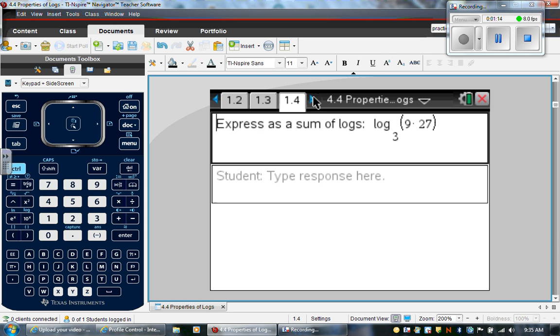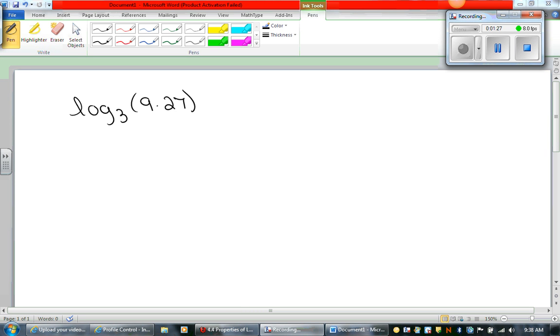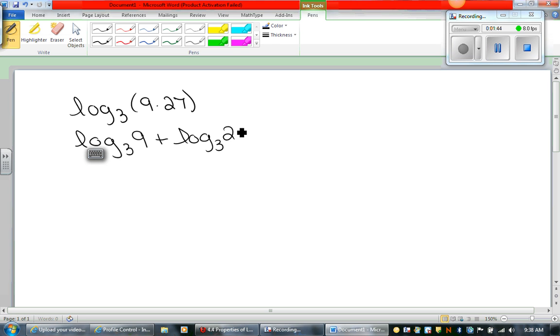Okay. All right, so what we're going to do is we're going to take log base 3 of 9 times 27, and we're going to expand that using the product rule. Okay, so using the product rule, we're going to take these two factors, and we're going to separate them into two different logs and connect them using addition. So log base 3 of 9 plus log base 3 of 27. Okay. And that's our product rule.